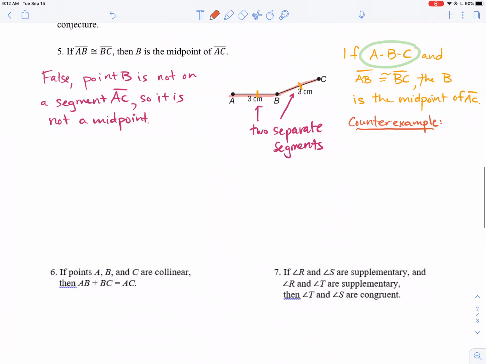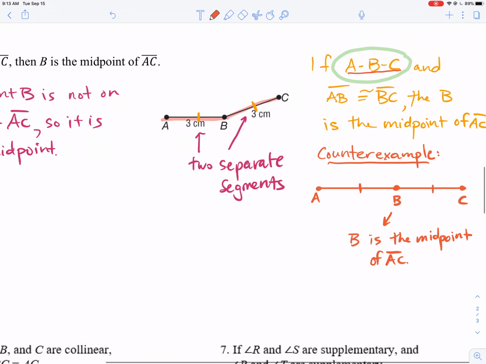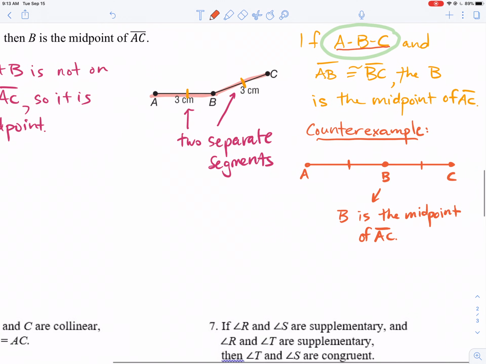If we had that definition, and we're saying that we have A, then B, then C, we're going to draw a segment, and I'm going to label this one A, I'm going to label this one C, and it's telling me that B is there. If I know that A, B, and C are collinear, and that AB is congruent to BC, then I can conclude that B is the midpoint of AC. They have to be on the same line, though. Okay, let's go to number 6.